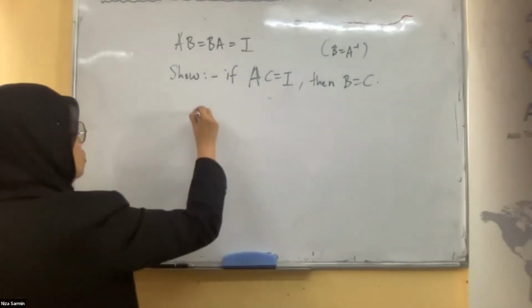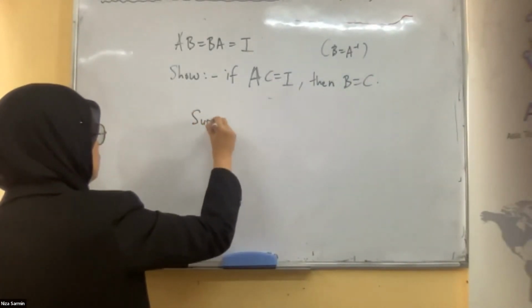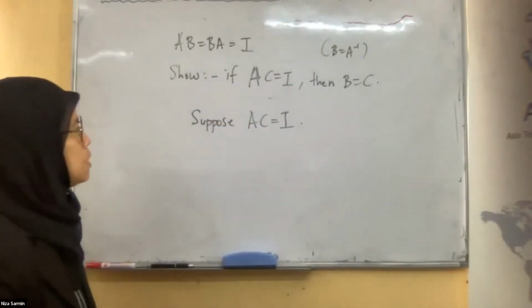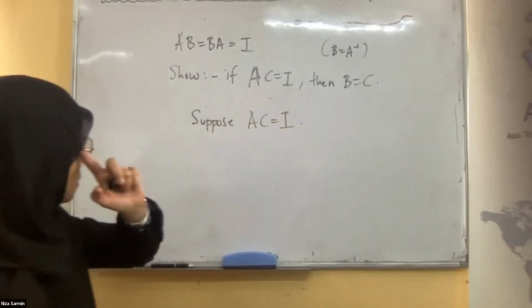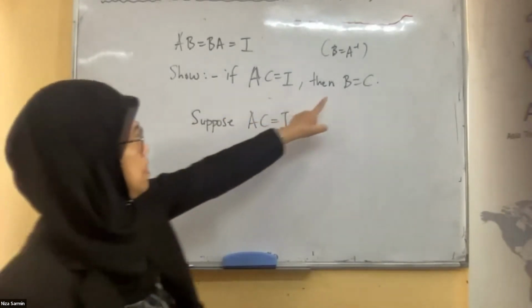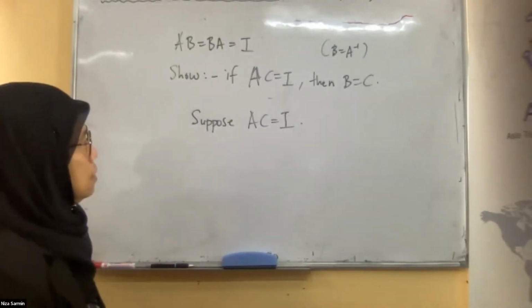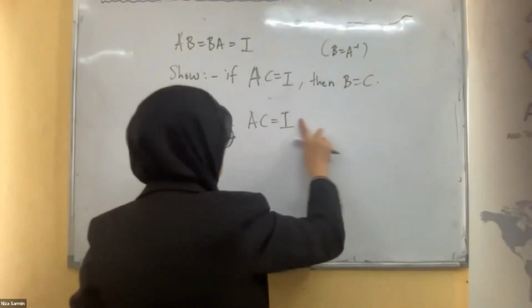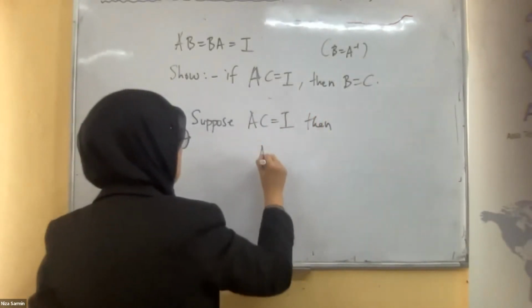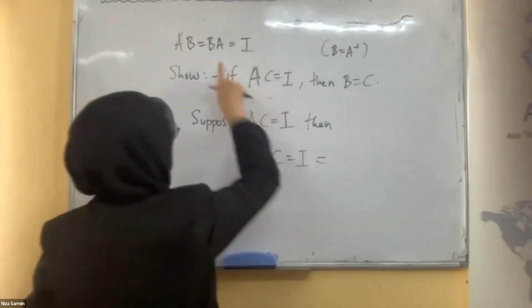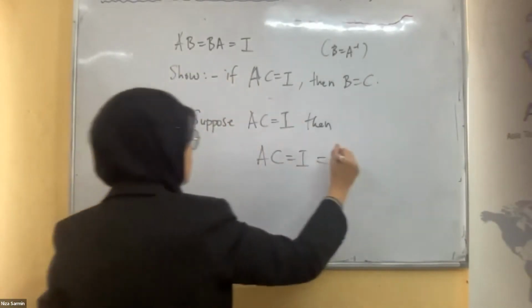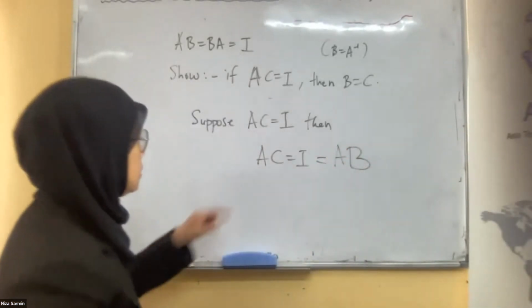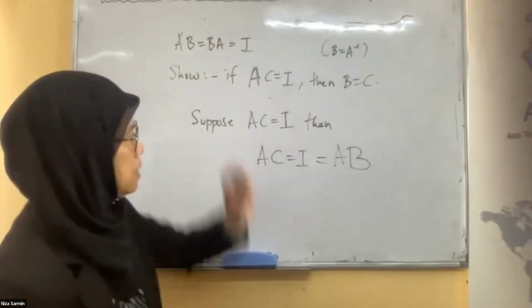So suppose, because it's given, suppose AC is I. You want to show B is C. AC is I, you see this? AC is I is given, but I is AB.